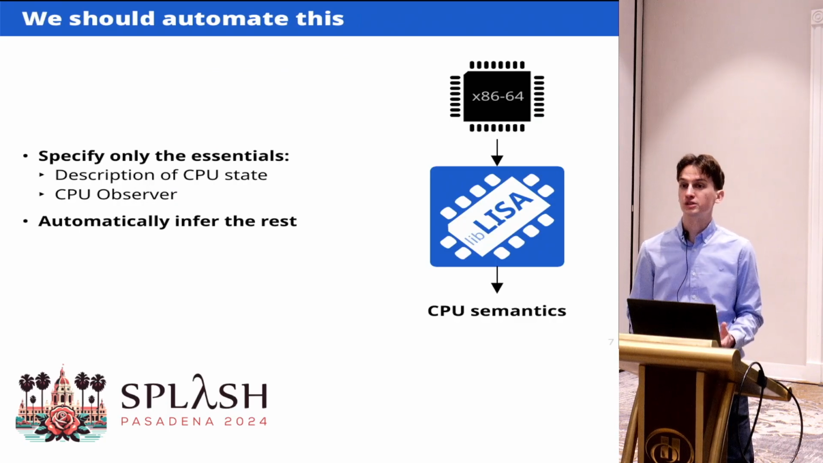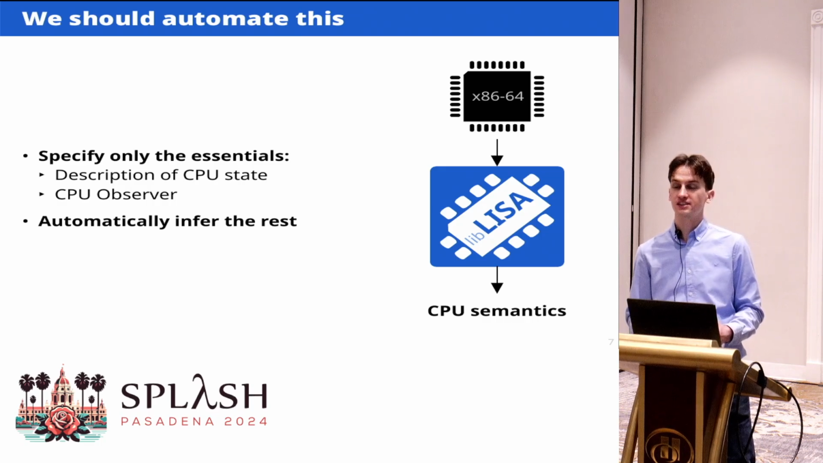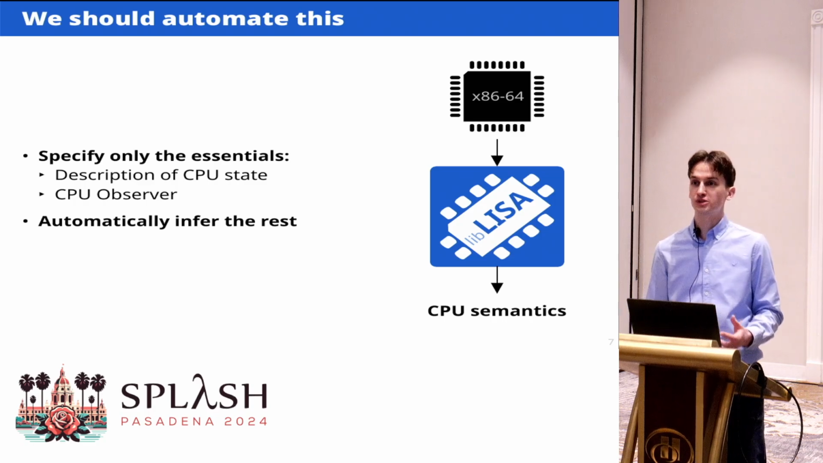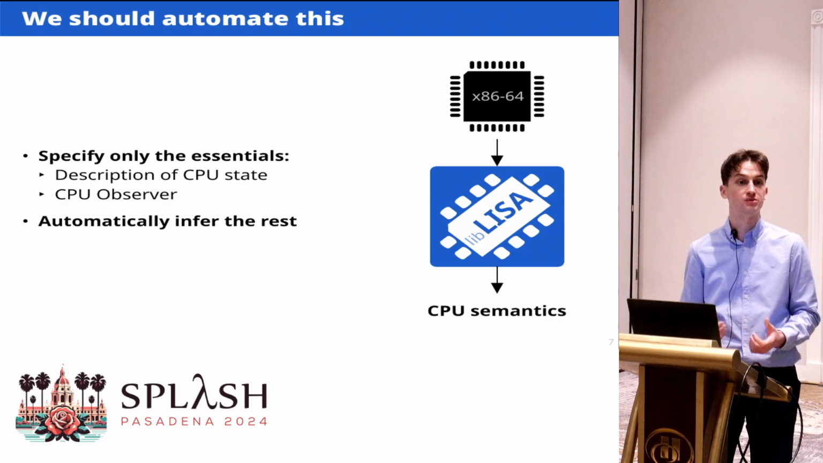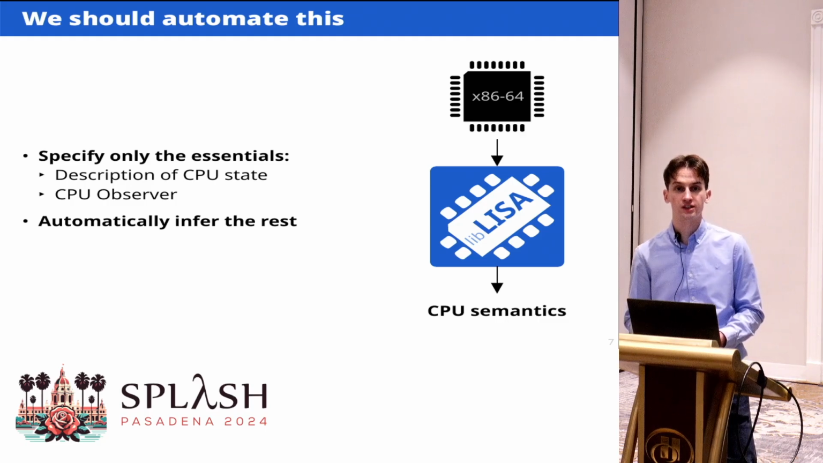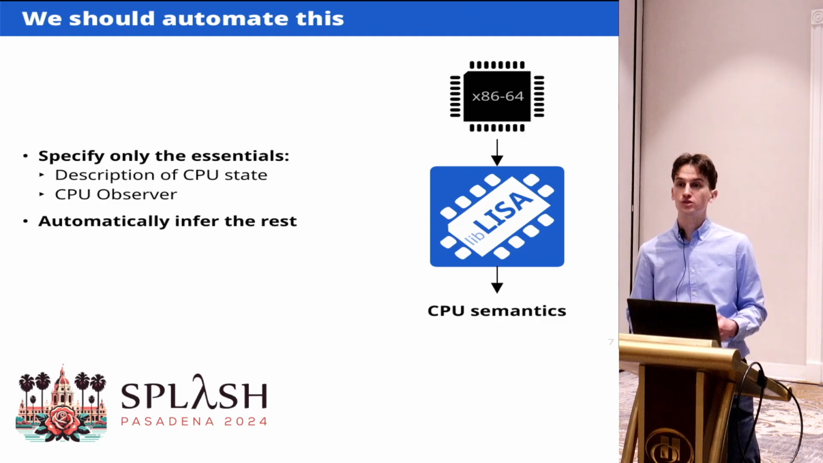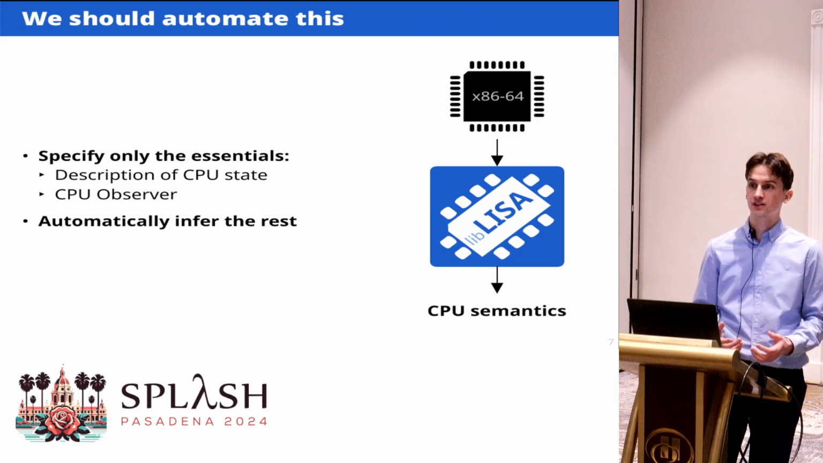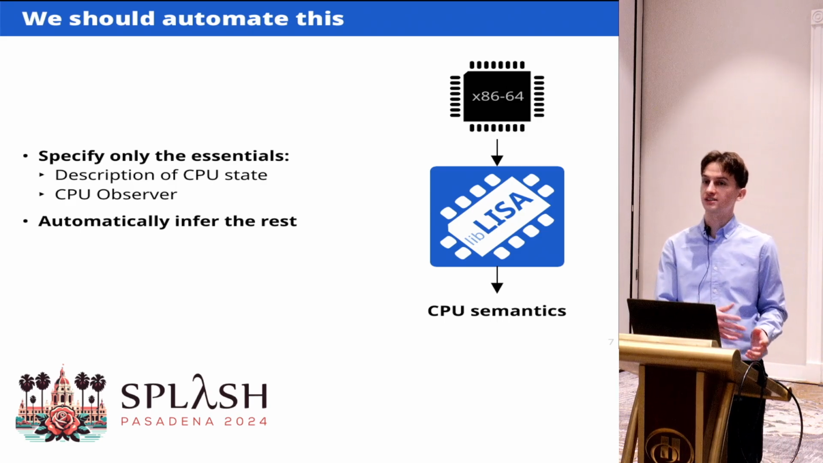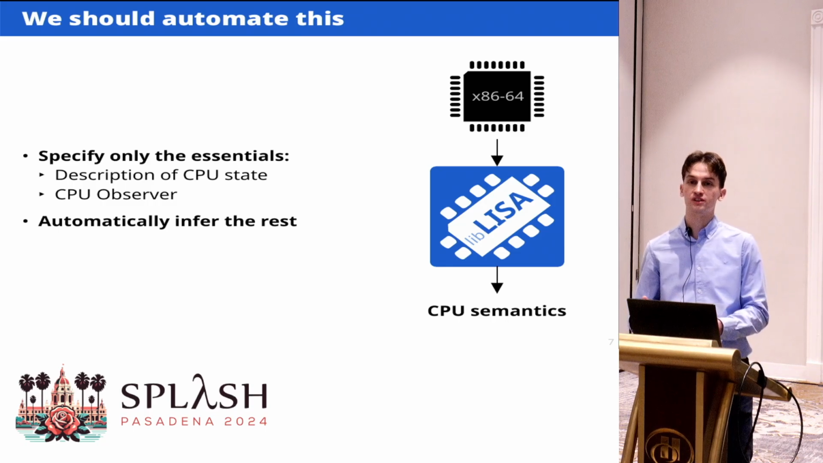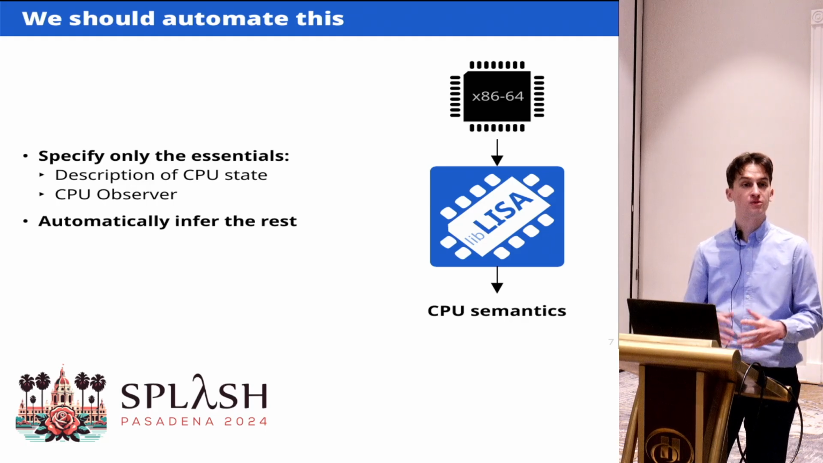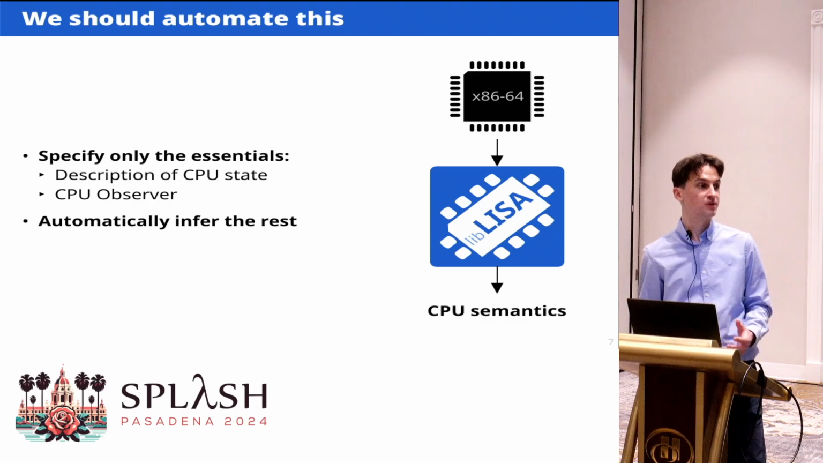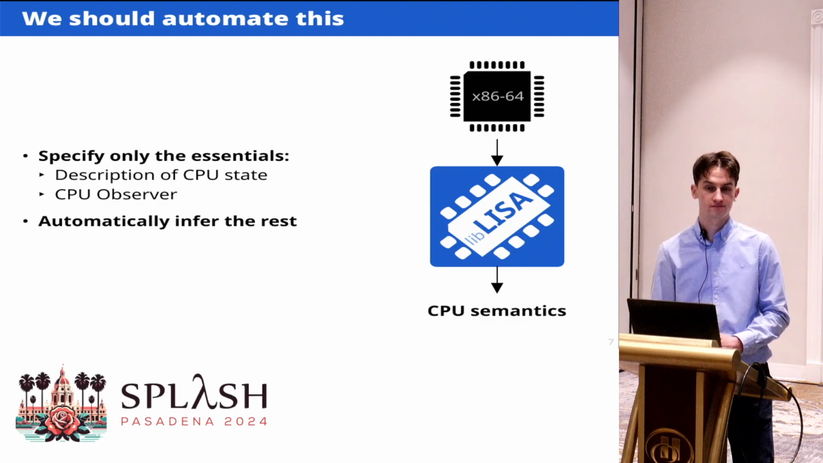And that is essentially what libLISA is. It's a tool that takes a CPU as input and automatically analyzes it and produces CPU semantics as output. And it only needs two things for that. It needs a description of what the CPU state is, so which registers are there, which flags, etc. And it needs a way to observe execution of an instruction. So given a certain CPU state and an instruction, it needs to be able to check what the modified CPU state is after executing that instruction. And from that, it can automatically infer the semantics of all instructions on the CPU.